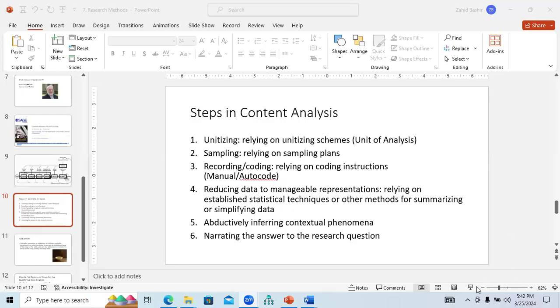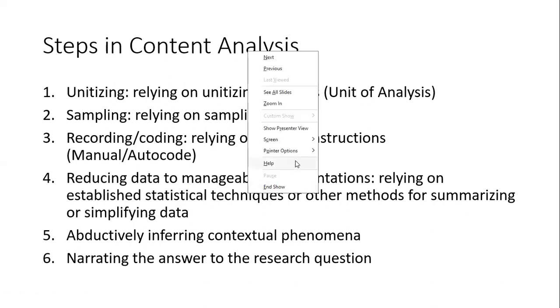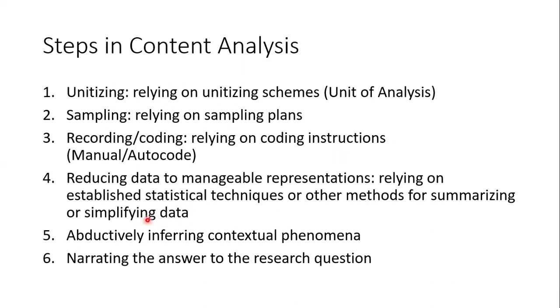Again, the connectivity issue prevailed. I was discussing the step-by-step procedure in applying content analysis. The fourth step is to reduce data to a manageable representation, relying on established statistical techniques or other methods for simplifying or summarizing your data. So in the fourth step, you decide what kind of statistical procedure you are going to use with your data. And number 5 is abductively inferring contextual phenomena.